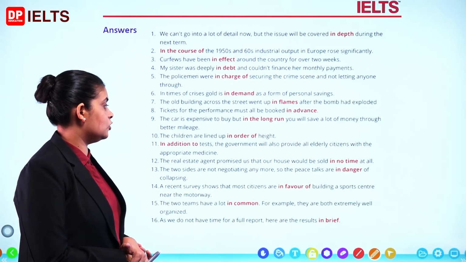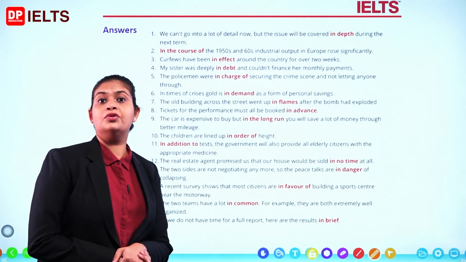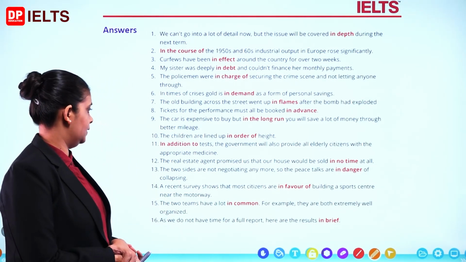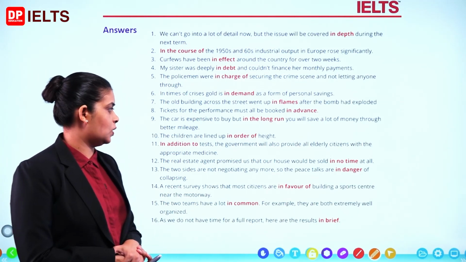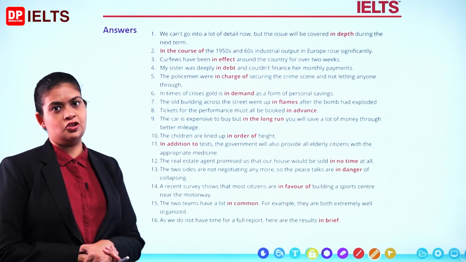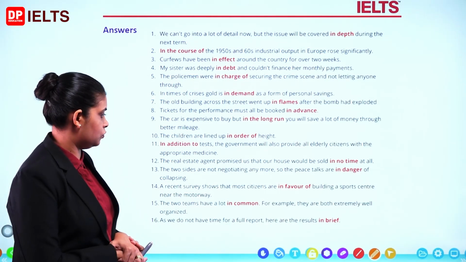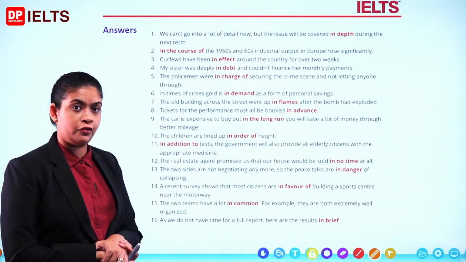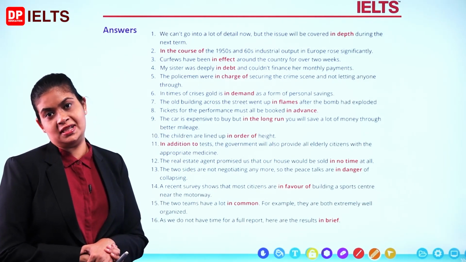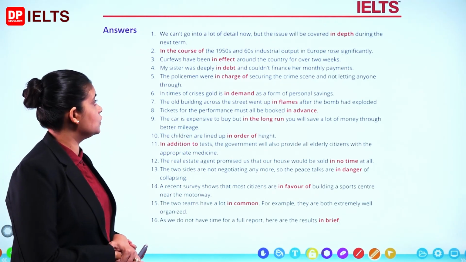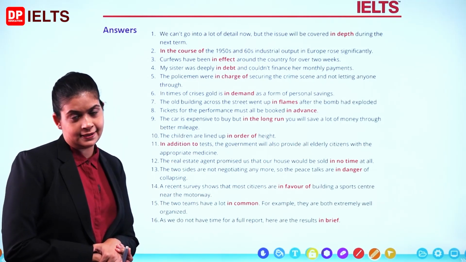The real estate agent promised us that our house would be sold in no time. That means it won't take a lot of time. The two sides are not negotiating anymore, so peace talks are in danger of collapsing. In danger means there is some problem and it might not work out. In favor of means positive impact. In common, in general. In brief means in short. Okay, so there we have all our answers and hopefully you've got most of it correct.